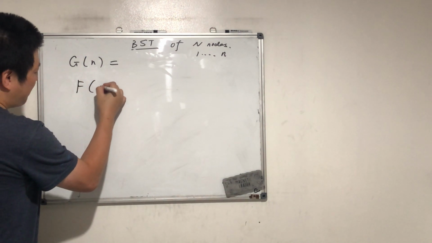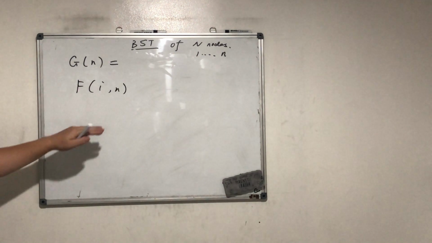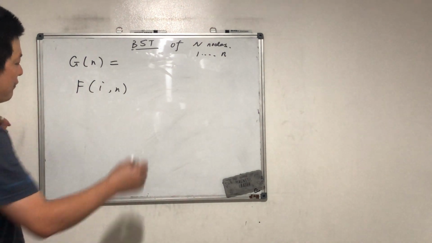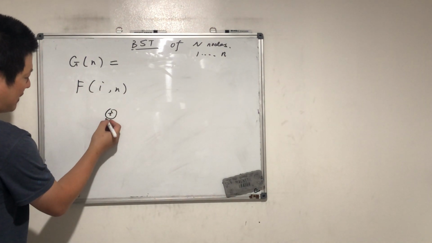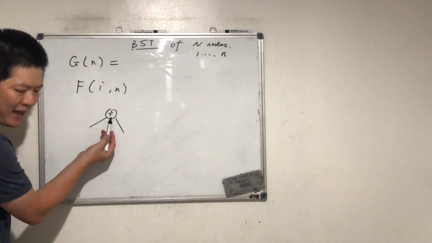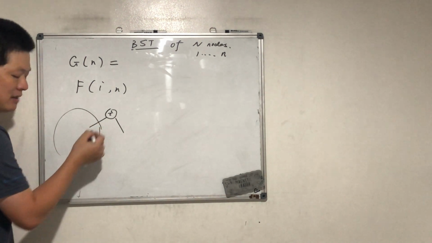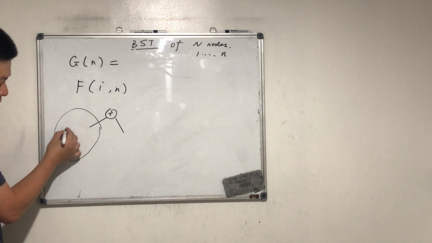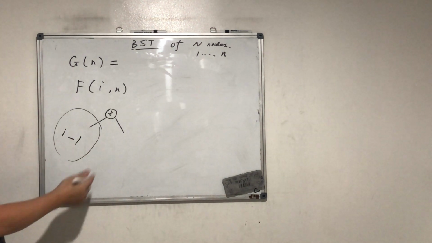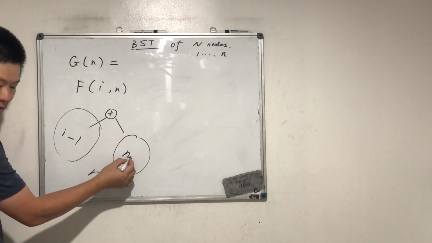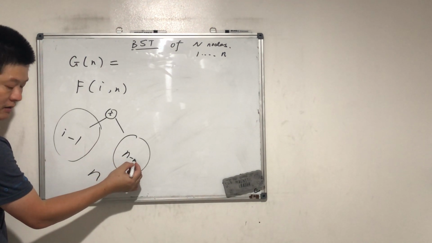We define another function Fin, which means that if there are n nodes and we place the i as the root, first question: how many nodes are on the left hand side if I put the i in the root? i minus 1. And how many nodes on the right hand side, if there are n nodes? n minus i.